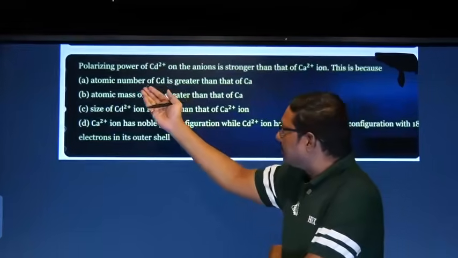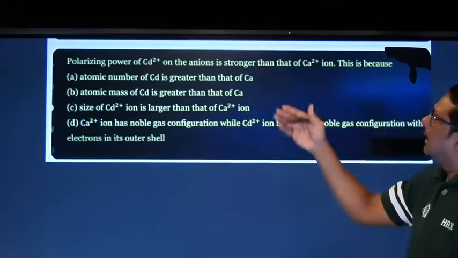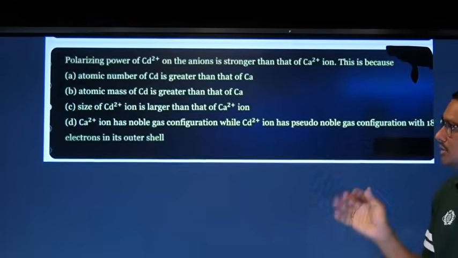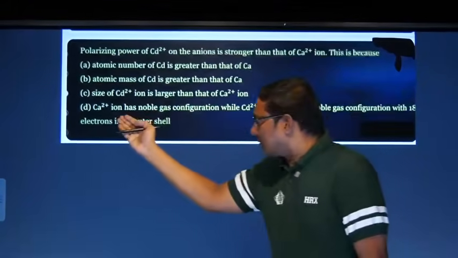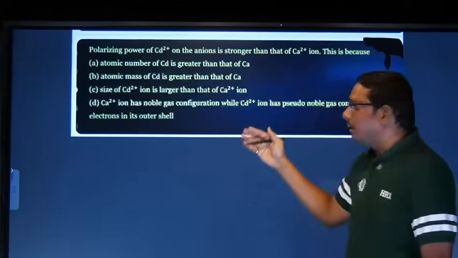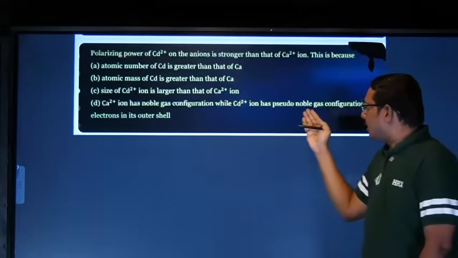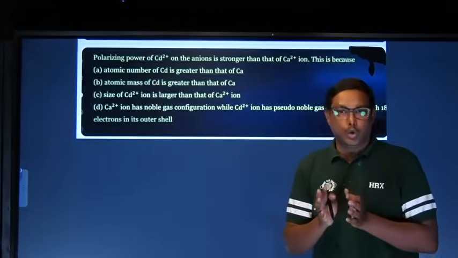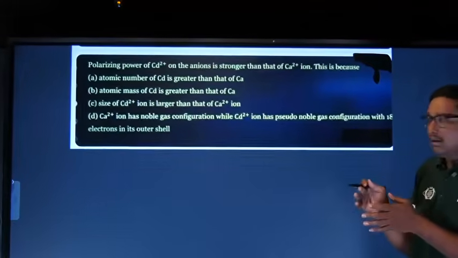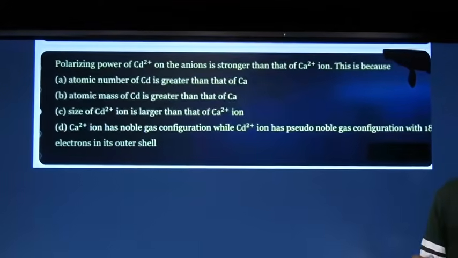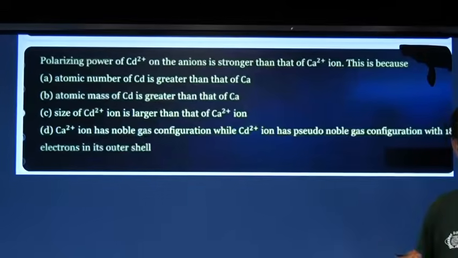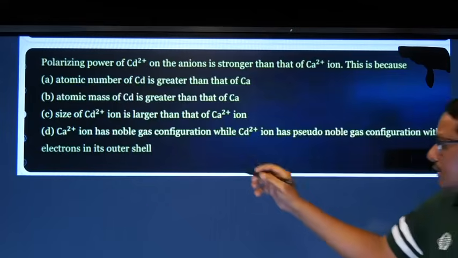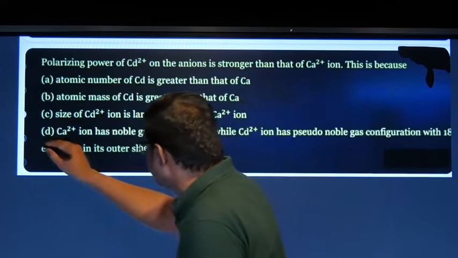Then question number 2, based on polarizing power and Fajan's rule. The question is: the polarizing power of Cd plus 2 ion is stronger than that of Ca plus 2 ion. This is because of, and it depends upon the fourth option: Ca plus 2 ion has noble gas configuration, whereas Cd plus 2 ion has pseudo inert gas configuration. In our syllabus, 1B and 2B group elements follow pseudo inert gas configuration. So silver, zinc, cadmium, mercury follow pseudo inert gas configuration. So the correct option is the fourth option.